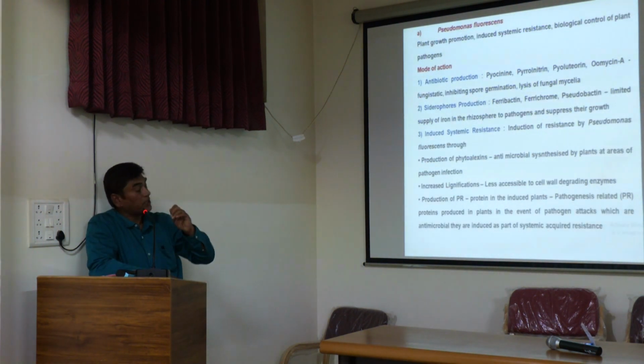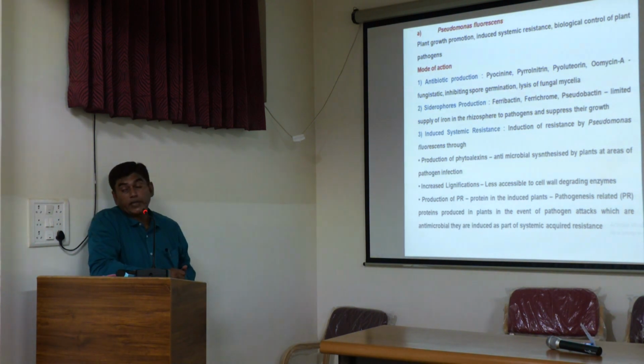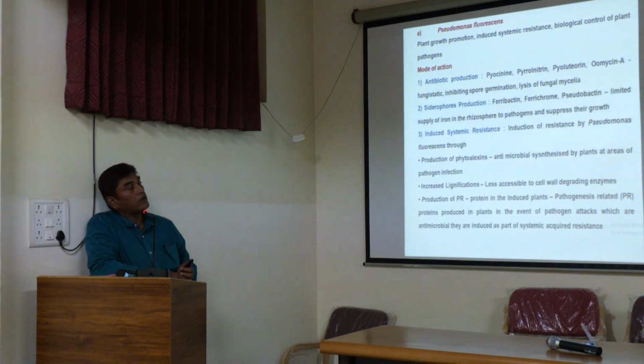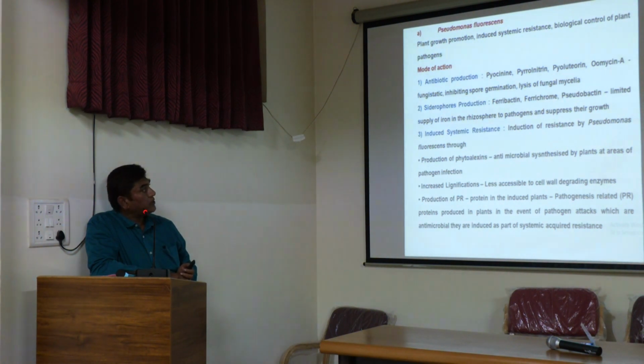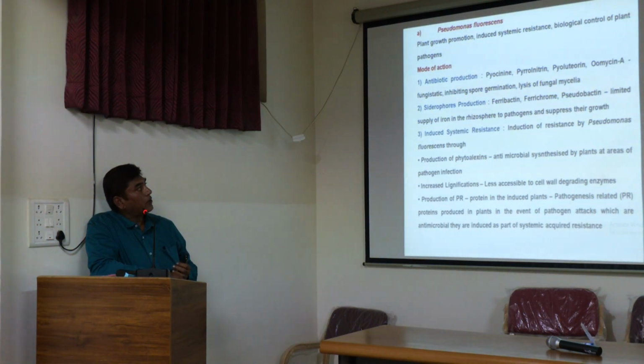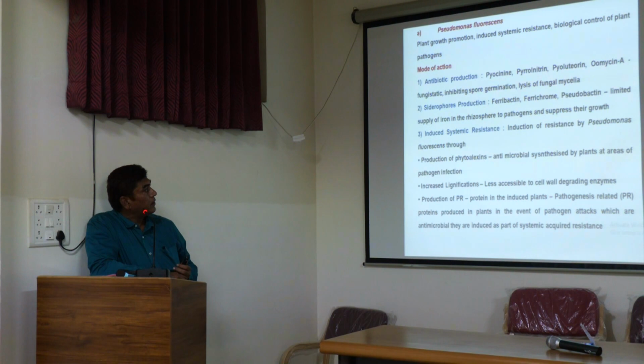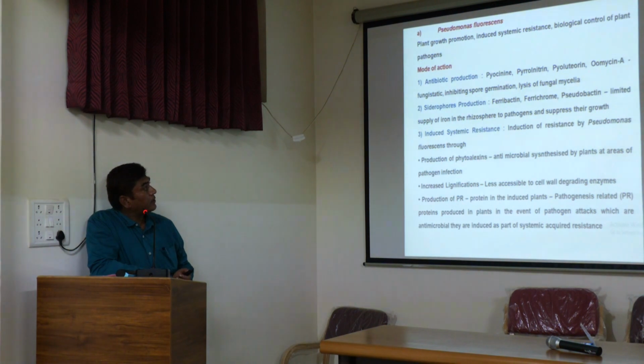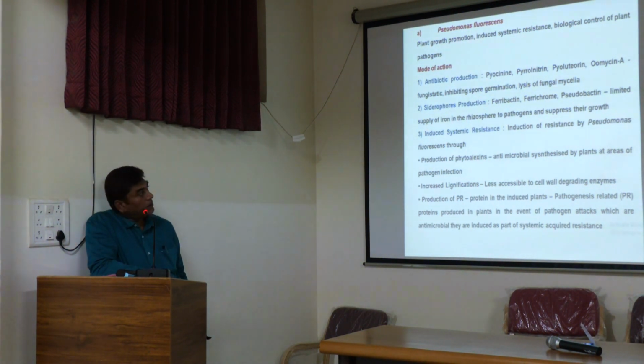So look into Pseudomonas fluorescens. As you know, it is a PGPR, plant growth promoting rhizobacteria, with induced systemic resistance and biocontrol of many plant diseases. What is the main mode of action? The first is antibiotic production, several antibiotics like pyocyanin, pyrrolnitrin, and oomycin A. What will these antibiotics do? They are fungistatic, and also inhibit spore germination and cause lysis of the fungal mycelia.